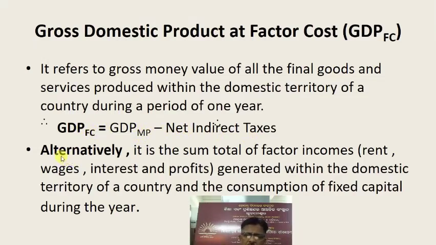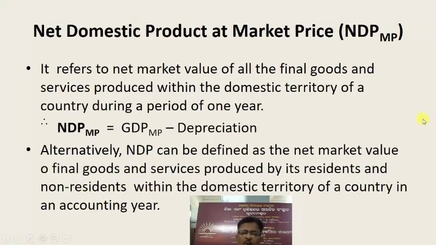Alternatively, you can say GDP at factor cost is the sum total of factor incomes, that is rent, wages, interest and profits generated within the domestic territory of a country, and the consumption of fixed capital during the year. After the gross concepts, GDP-MP and GDP-FC, the next will be the net concepts, NDP-MP and then NDP-FC.